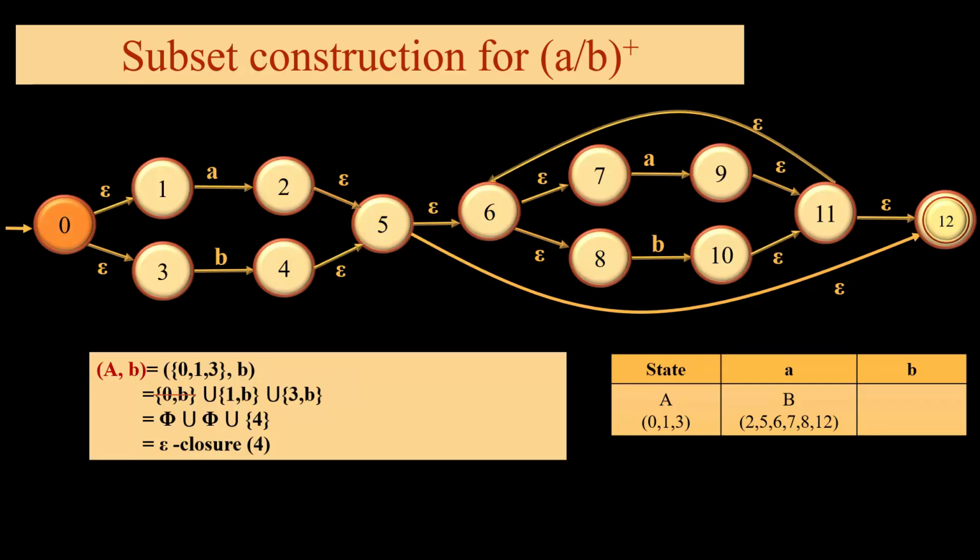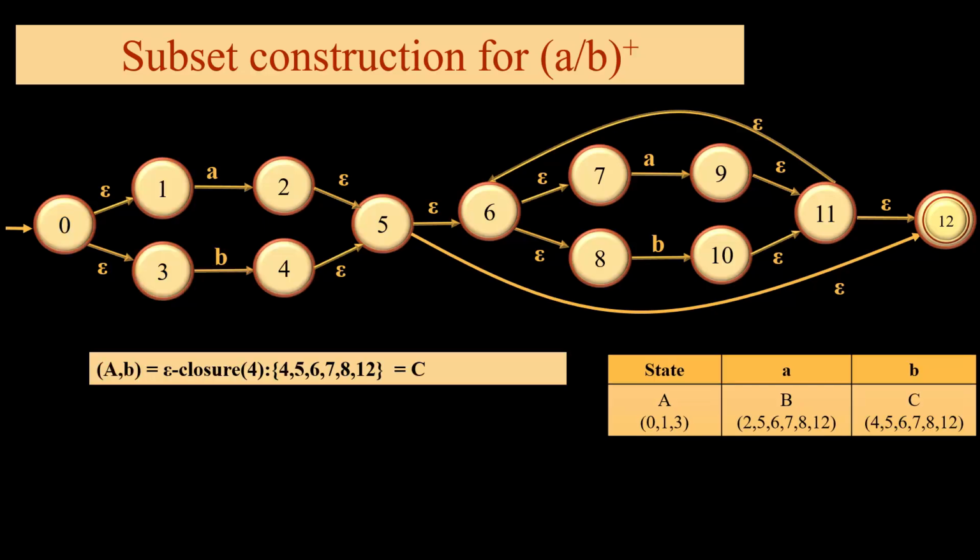Next we check A comma B. 0, 1, 3 comma B, that means 0 comma B which gives us nothing, union 1 comma B which gives us nothing, union 3 comma B. 3 on B gives us 4, so we will take epsilon-closure of 4. When we calculate epsilon-closure of 4, 4 will itself be included, along with all the moves which can take place from 4 only on epsilon: 5, 6, 12, 7. So 4, 5, 6, 7, 8 and 12 are in epsilon-closure of 4.